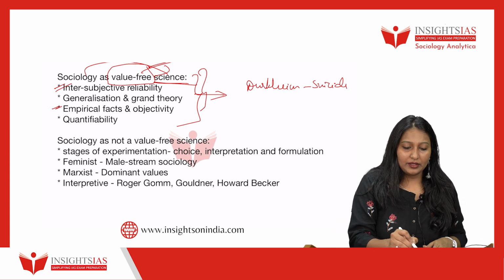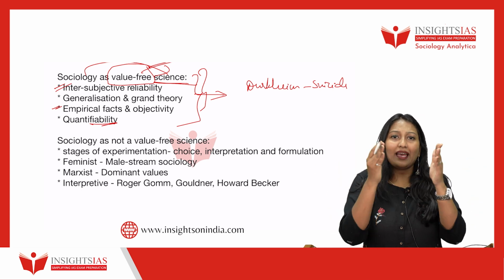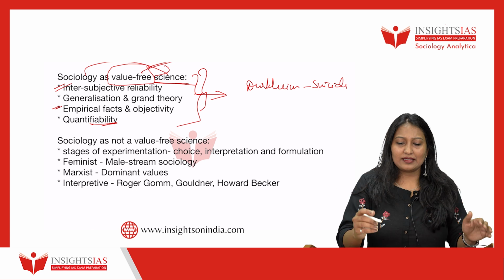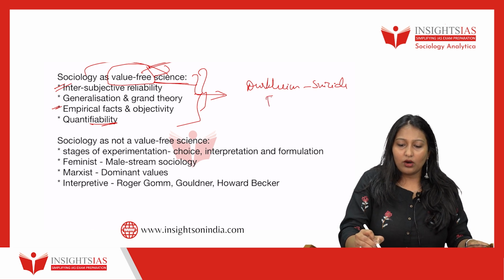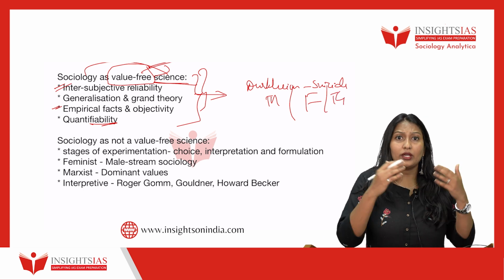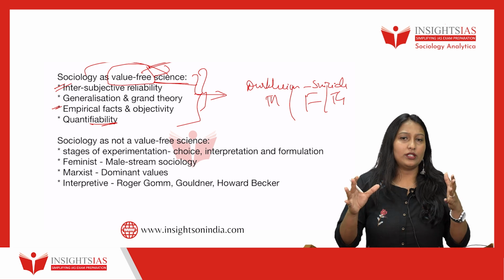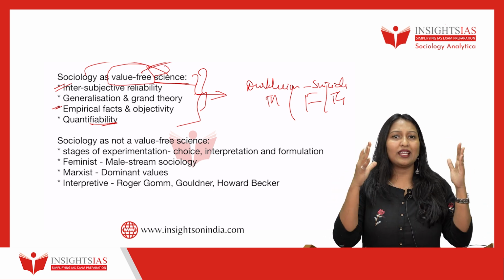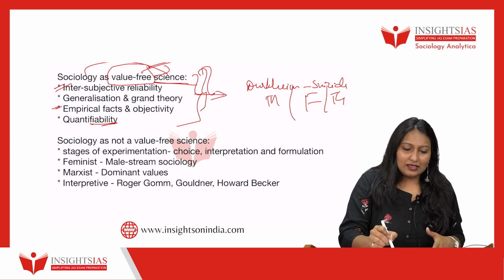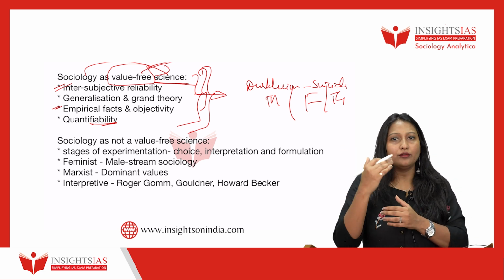And then quantifiability. Whatever you study, the whole social world can be quantified, okay? For example, it can be quantified as male or female or transgender. You can quantify anything, whatever you want to quantify. So basically the whole social world can be quantified, okay? So these are the points which tell that sociology is a value free science.